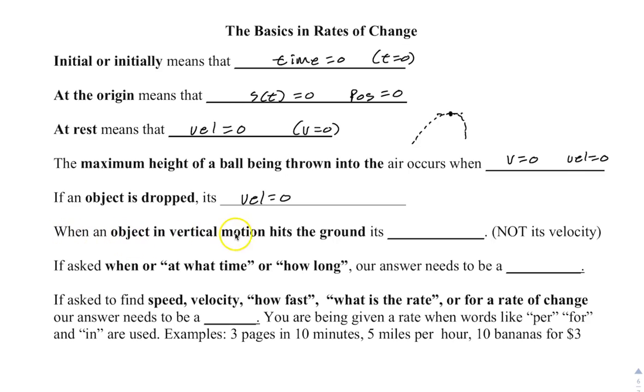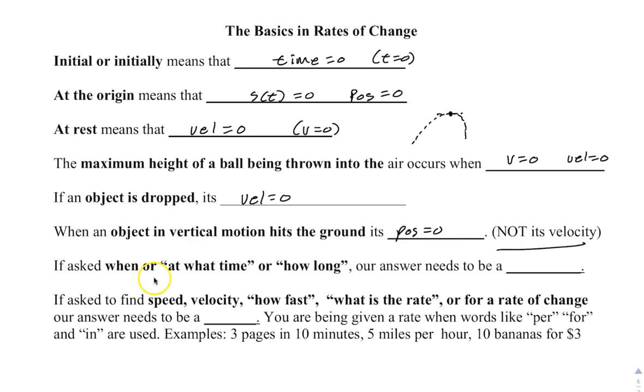When an object is in vertical motion and it hits the ground, that's a position. The ground's the floor, so position equals 0. A lot of people want to say velocity equals 0, but it actually has a velocity. If you think about when you throw an egg in the air, when it hits the ground, it cracks because there's a velocity to it. If there was no velocity, it wouldn't break.